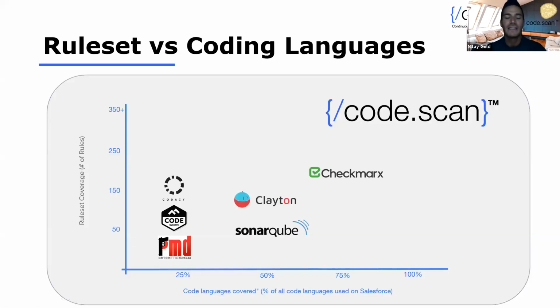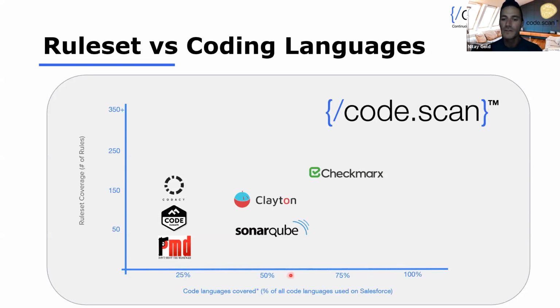So this is the first thing that I always like to show everyone. When you go and choose your static code analysis tool, you want to make sure that it has enough rule sets, and this is what we see here on the y-axis, enough rule sets to cover your implementation or your code. The other thing here is how many languages in Salesforce the tool covers. When you look into PMD, CodeClimate, CodeScan, and these groups, they cover one language in Salesforce, which is Apex. And it's good enough. It's probably most of your code in Salesforce, but it's not everything.